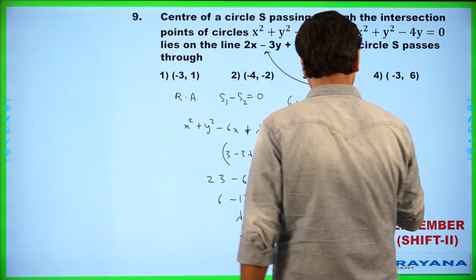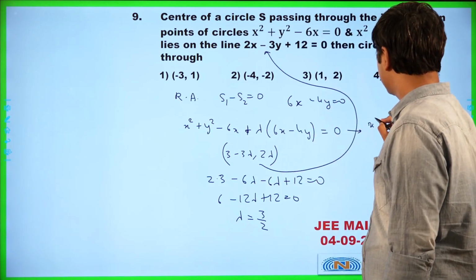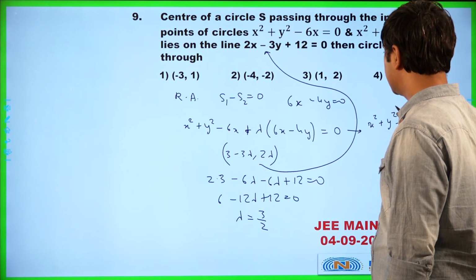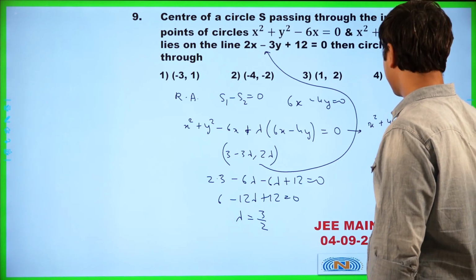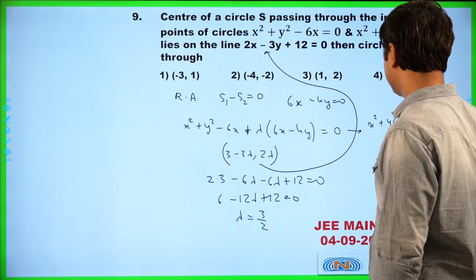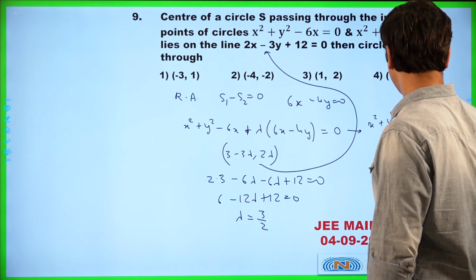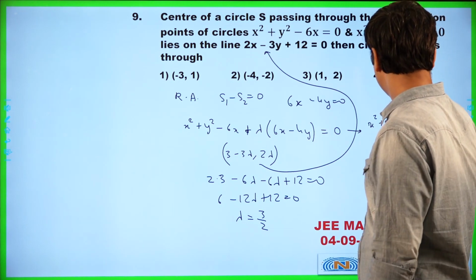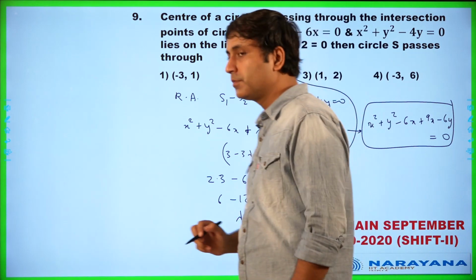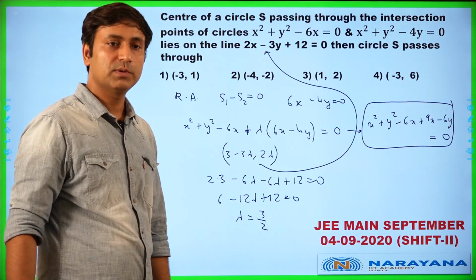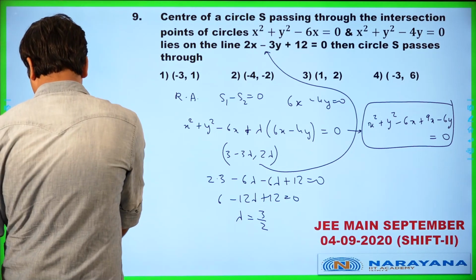We will substitute lambda 3 by 2 here. We will get the equation of this circle as x square plus y square minus 6x plus 9x minus 6y is equal to 0. Now we have this equation. We will substitute all those four points, we will mark the option and we will move on to the next question.